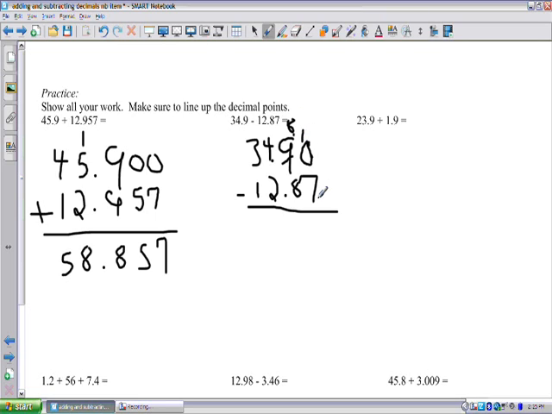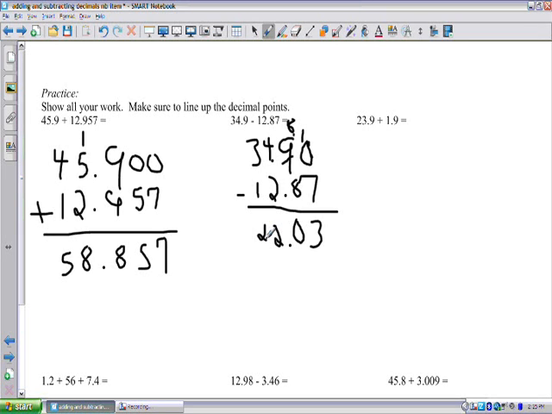Makes this a 10. 10 minus 7 is 3. 8 minus 8 is 0. We need to make sure we have that 0 in, because it does tell us this is 3 hundredths. Put our decimal place down. 4 minus 2 is 2. 3 minus 1 is 2, and I'm left with 22 and 3 hundredths.